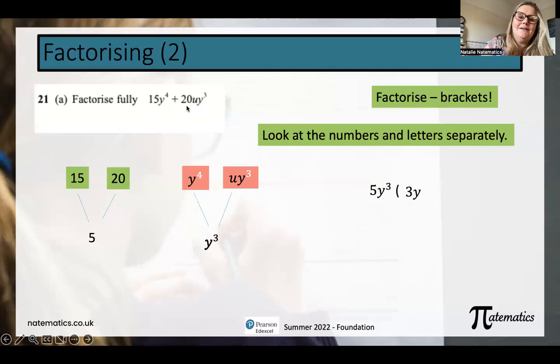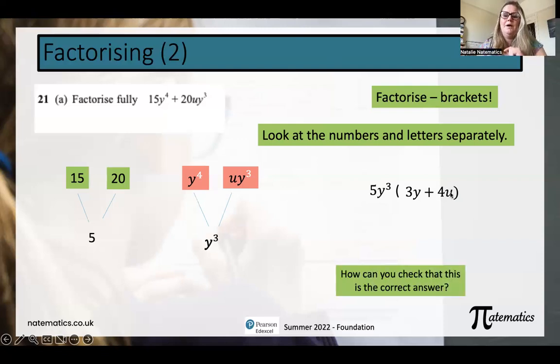Next thing is, let's have a look at this one. So we've got 20y cubed with the times in the middle of each of those. So 5 times what makes 20? And then, well, I've got 20y cubed, but I need a u in there. So when I multiply it out, I need to make sure I've got my u in there.